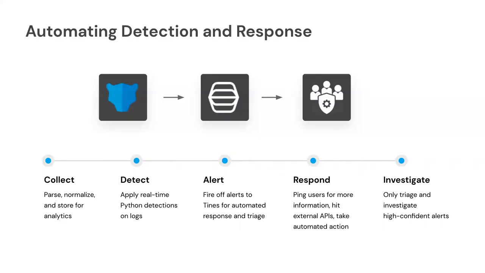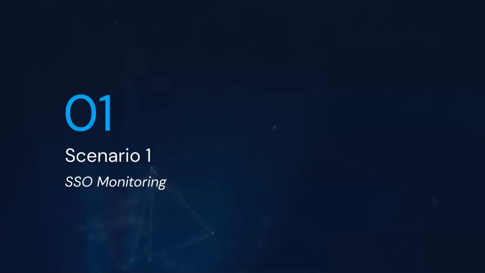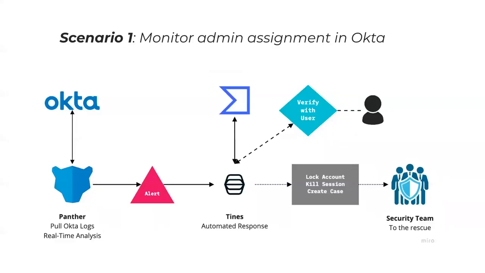So let's make this real. Let's look at an end-to-end scenario, and let's understand how all these pieces work together and go deeper on all these different concepts that we're talking about. So for this first scenario I'm going to introduce, we're going to be monitoring anytime an admin is assigned to our Okta account. So the way that this works is that Panther is continuously pulling Okta logs.